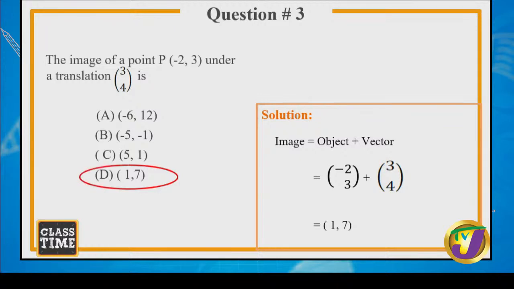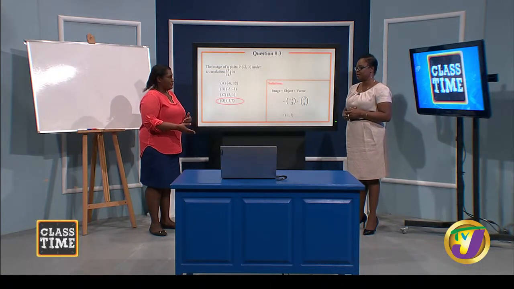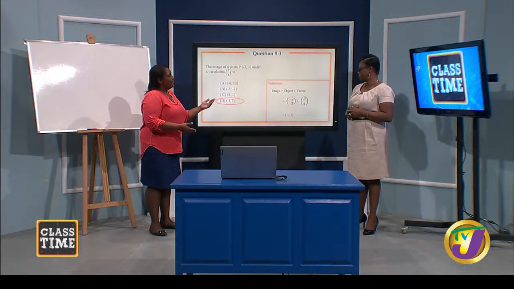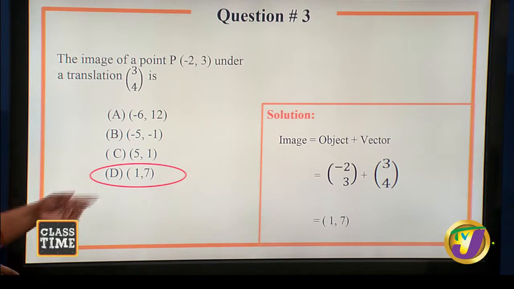One other thing that we need to remember too, Denise, is that when we are doing multiple choice questions, unfortunately, we are not allowed to use a calculator. That's so true. Viewers, students, please remember your operation on integers. Yes. So that's why when we add negative 2 and 3, we get positive 1. Thanks for that reminder.